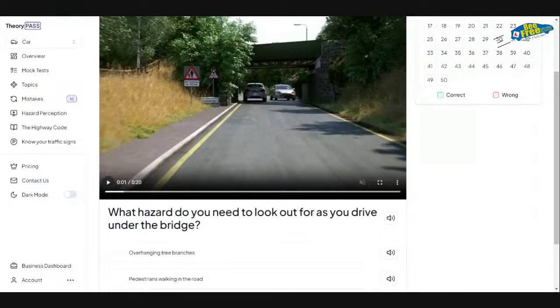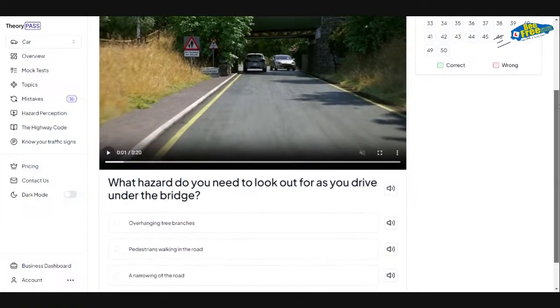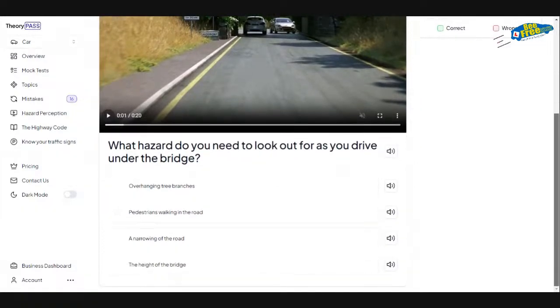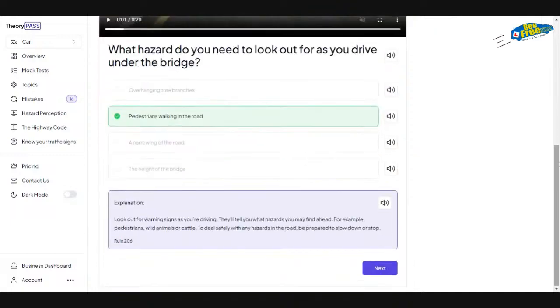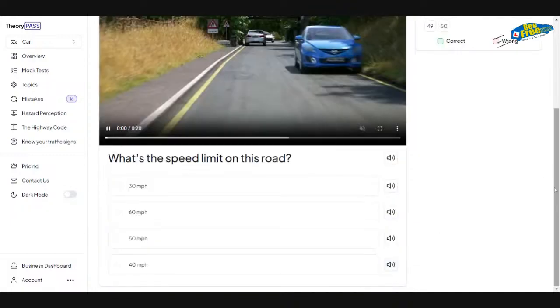Look, there's the bridge and its height. There's two warning signs. One is for pedestrians, no footway, so pedestrians could be walking in the road. And the other warning sign is for height. It's telling me how high that bridge is. Right, now that I've done that, I'm going to go back to the questions. It's going to be pedestrians walking in the road because there is no pavement. So that's what I'm going to go for, and I've got it right. That's good. Let's go on to the next one.